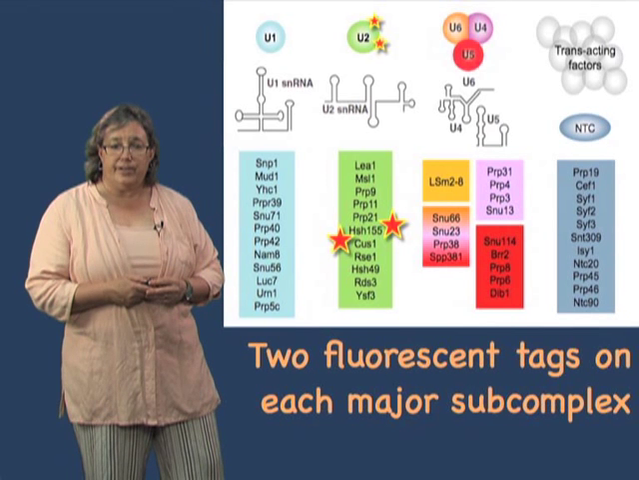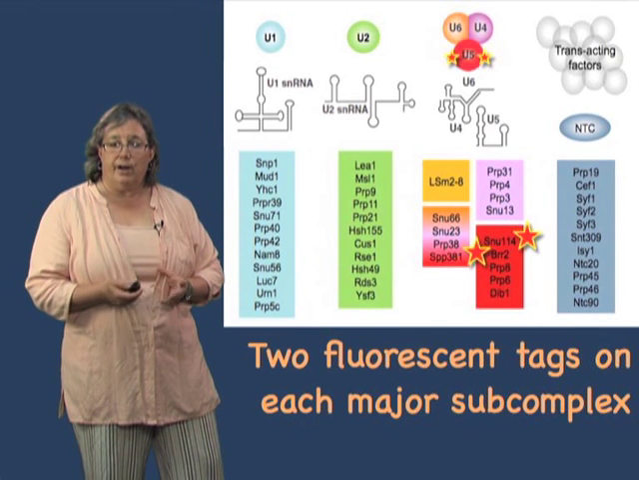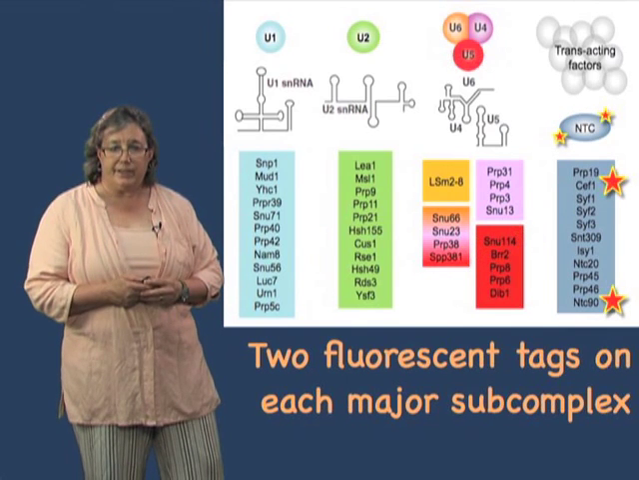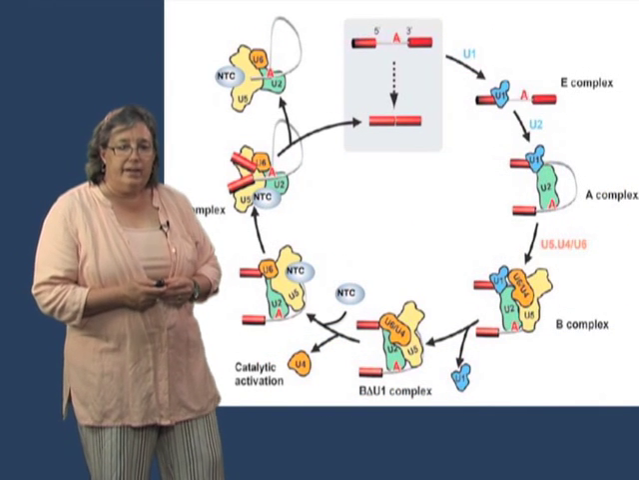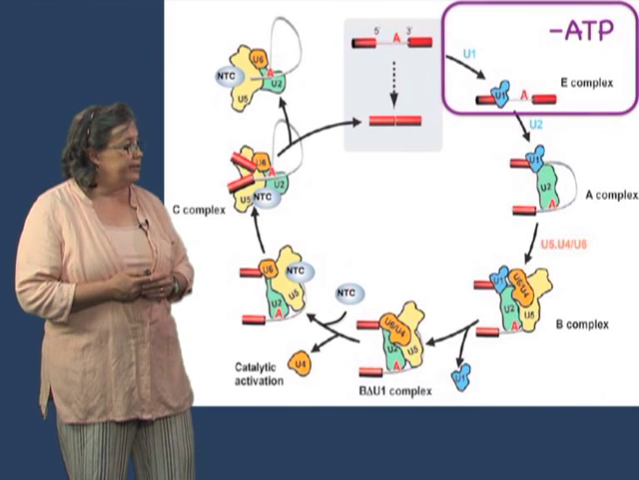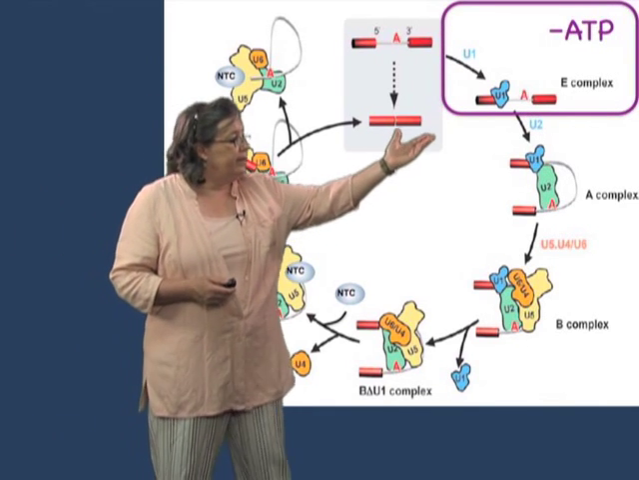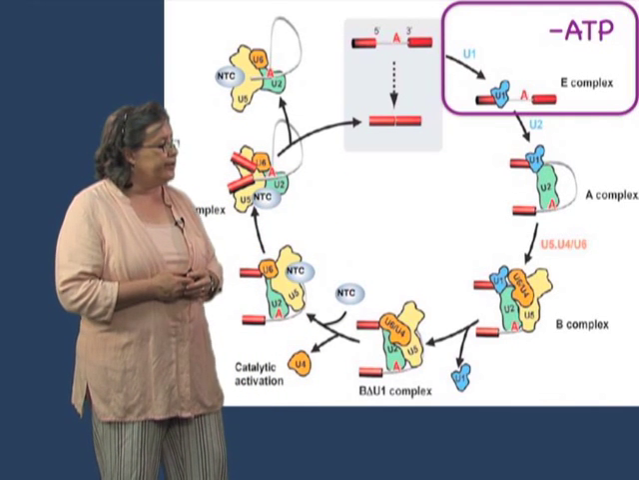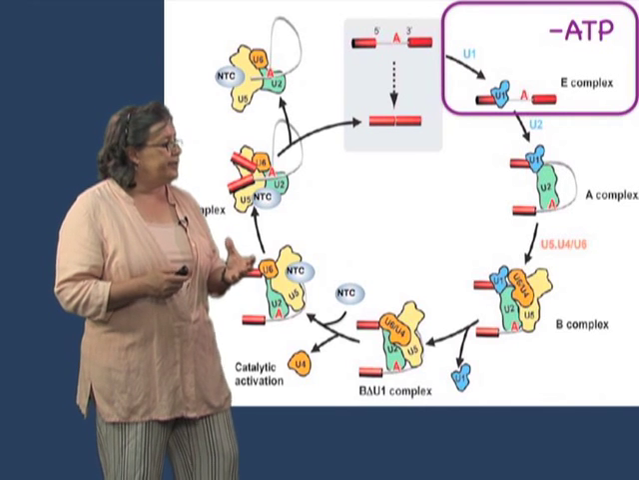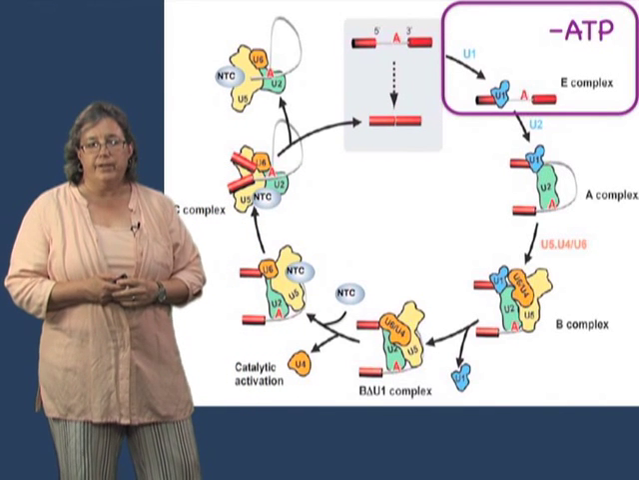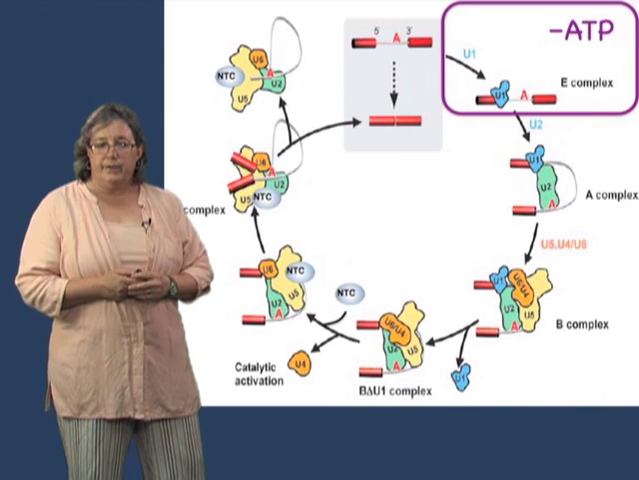Then we have another extract that has labels on U2 SNRP, on the U5 component of the triple SNRP, and also on the 19 complex. In this first set of movies, we're not going to have ATP present. So in the absence of ATP, we've known from the studies on gels that the only complex that should form is this E complex. So only U1 should be able to stably interact with the RNA. So now let's look and see if that's the case.